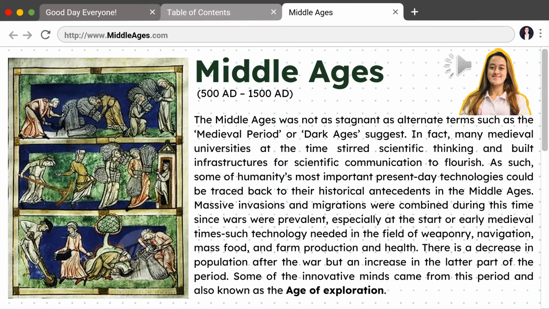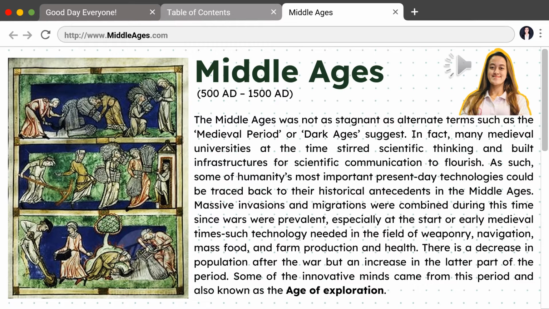As such, some of humanity's most important present-day technologies could be traced back to their historical antecedents in the Middle Ages. Massive invasions and migrations were combined during this time, since wars were prevalent, especially at the start or early medieval times. Technology was needed in the fields of weaponry, navigation, mass food and farm production, and health. There was a decrease in population after the war, but an increase in the latter part of the period.